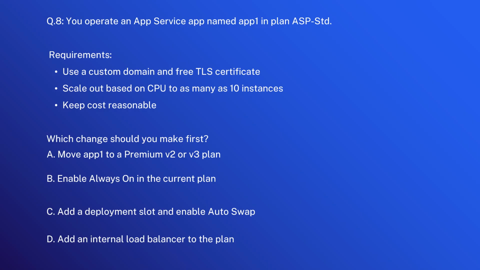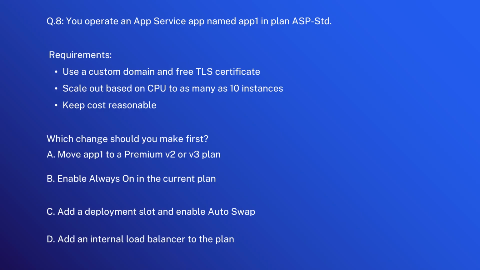So here we are running an app service named app1, currently sitting in the standard tier, and there are three requirements. One is we need to use a custom domain and a free TLS certificate. Scale out to 10 instances based on CPU and keep the cost reasonable. And the question, and let's focus here, the question is asking us what change should you make first?